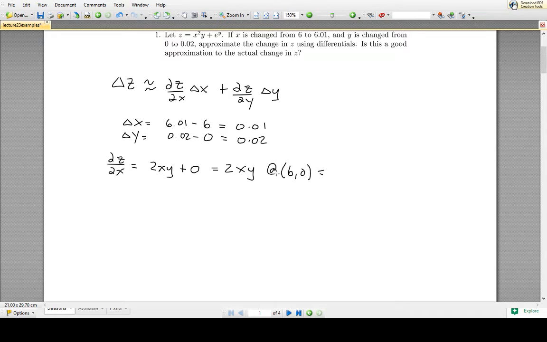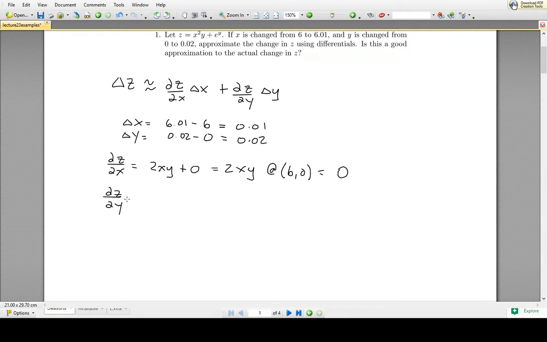So when we go ahead and plug this in, we get that dz by dx at the point (6, 0) is 0. Because when we plug in 6, we get 2 times 6, but when we plug in y is 0, we get 0, so the derivative is 0 there.